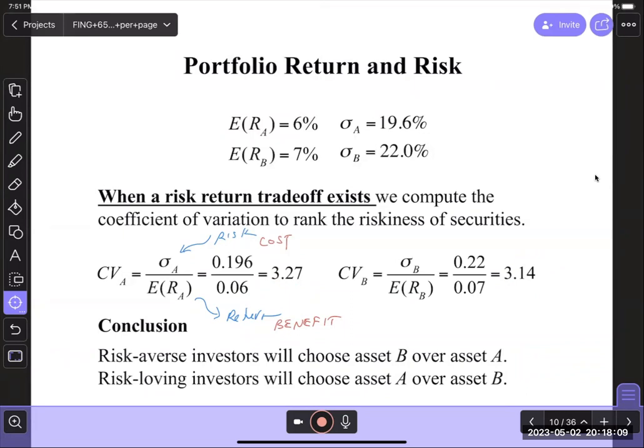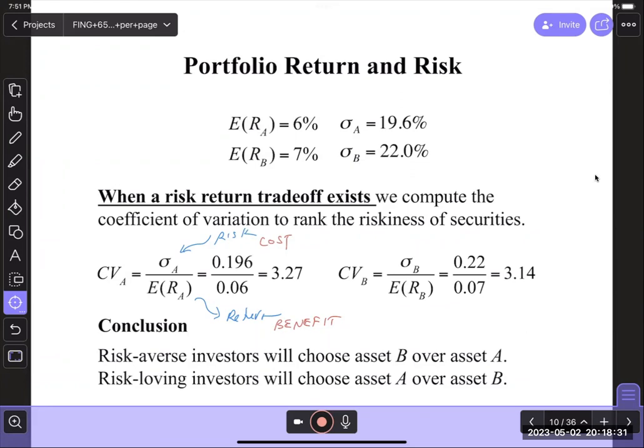So what does it mean? Now I've translated everything into a single index that I can compare. Now they're comparable stocks. So risk-averse investors will choose B instead of A. Risk-loving investors will choose A instead of B. Questions?